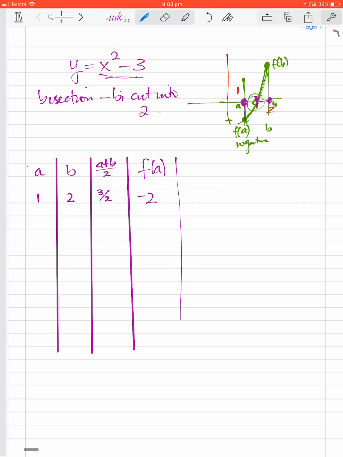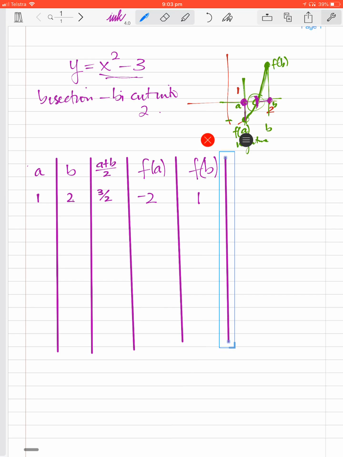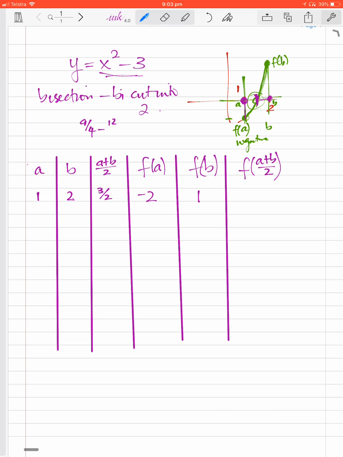And f of B is when we put 2 into this function: 2 squared, which is 4, minus 3, which is 1. So that's positive. Then I'm going to find f of A plus B on 2. When I put 3 on 2, if I square that, I get 9 on 4. If I take away 3, that's the same as 12 on 4. That's going to be negative, right?